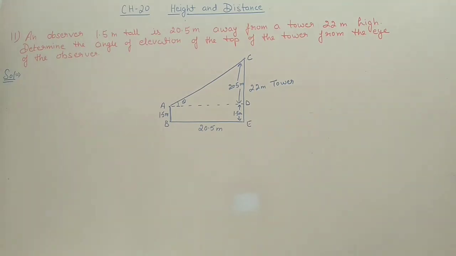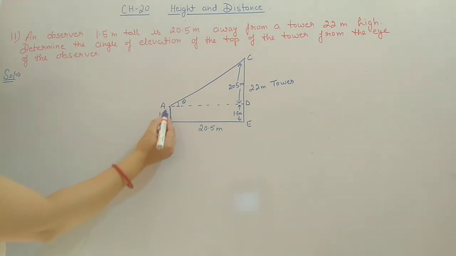Hello students, we are doing chapter number 20, height and distance. Last video we have done till question number 10 and today we will start from question number 11. An observer 1.5 meter tall is 20.5 meter away from a tower 22 meter high. Determine the angle of elevation of the top of the tower from the eye of the observer.